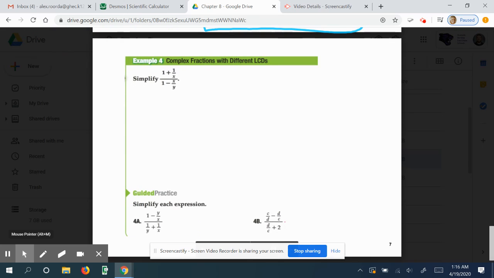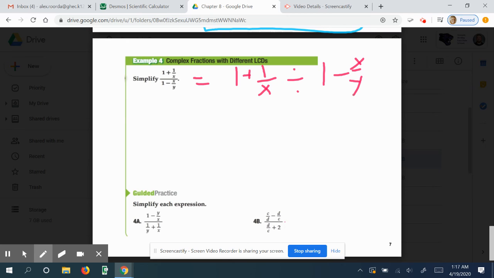We have one final problem, example 4. Now, this one looks really scary. Why does it look scary? Because it's got a fraction over a fraction. We got 1 plus 1 over x divided by 1 minus x over y. So to make this less scary, let's write it out like this. 1 plus 1 over x divided by, and then we're going to do 1 minus x over y, right? We'll write it like this.